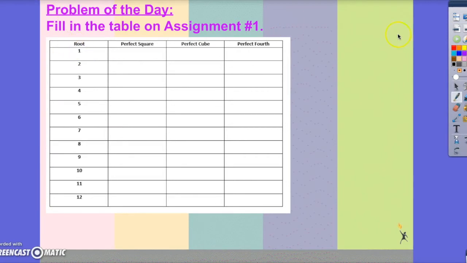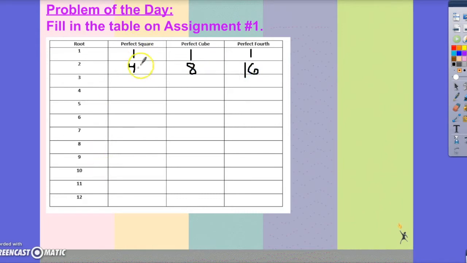So for instance, 1 squared is what, 1? And 1 cubed is 1, right? 1 to the fourth is 1. Let's try 2 as well. 2 squared is 4. And honestly, you're going to want to use a calculator for this to make it go by a lot faster. 2 cubed, 2 times 2 times 2, is 8. Then 2 to the fourth is 16. And so on and so forth.